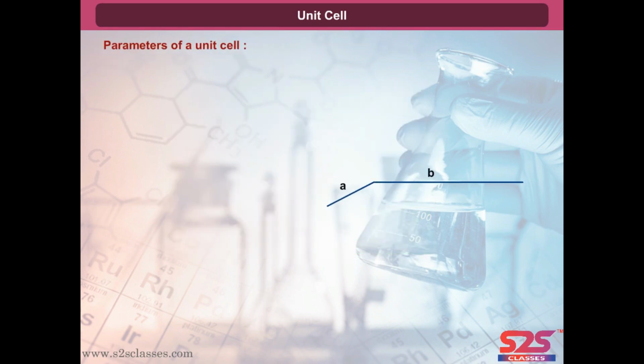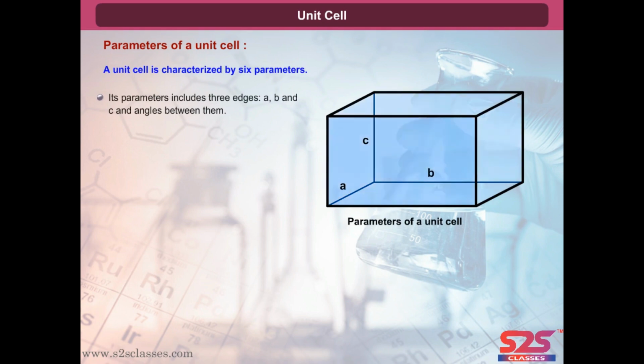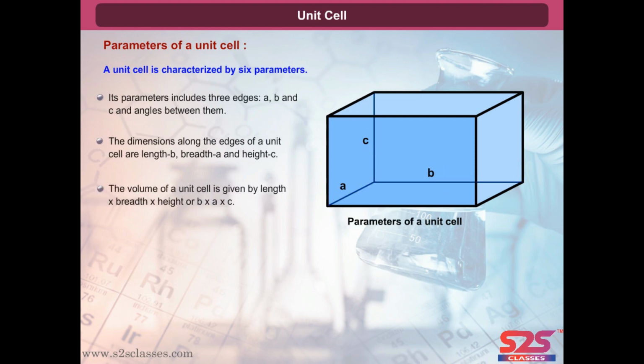Parameters of a unit cell. A unit cell is characterized by 6 parameters. Its parameters include 3 edges, a, b, and c, and the angles between them. The dimensions along the edges of a unit cell are length b, breadth a, and height c. The volume of a unit cell is given by length times breadth times height, or b times a times c.